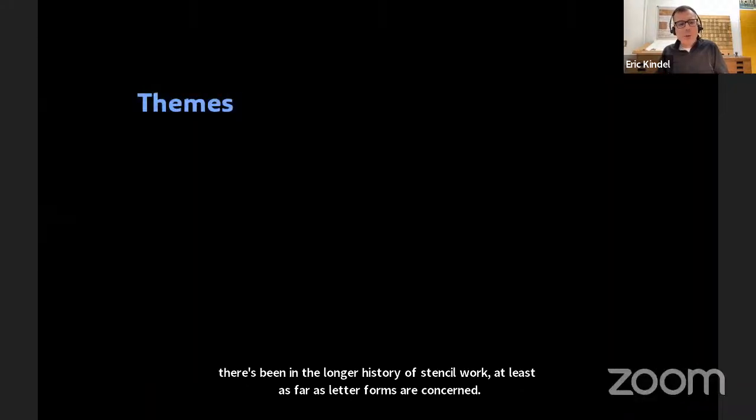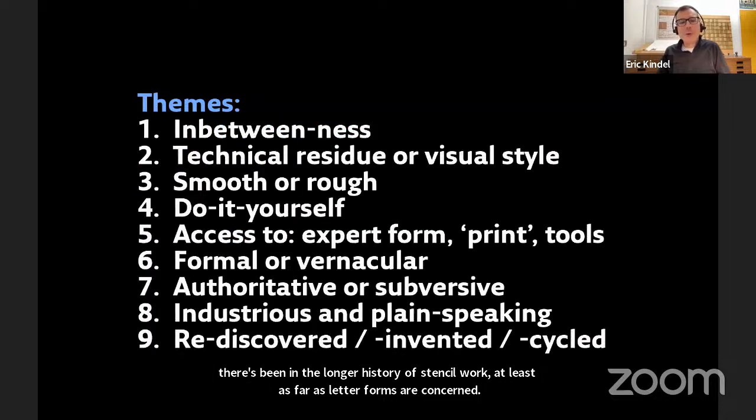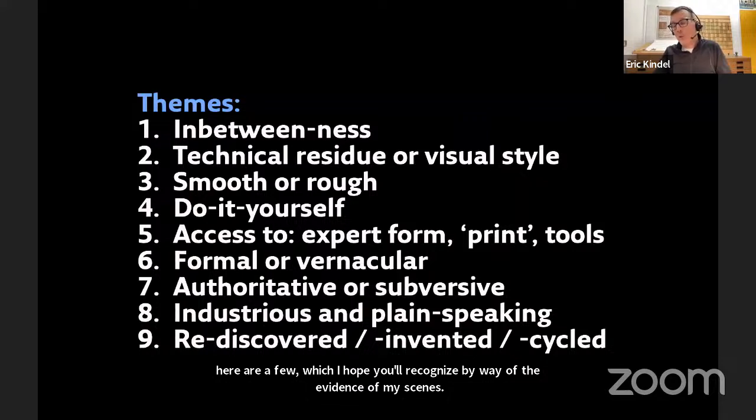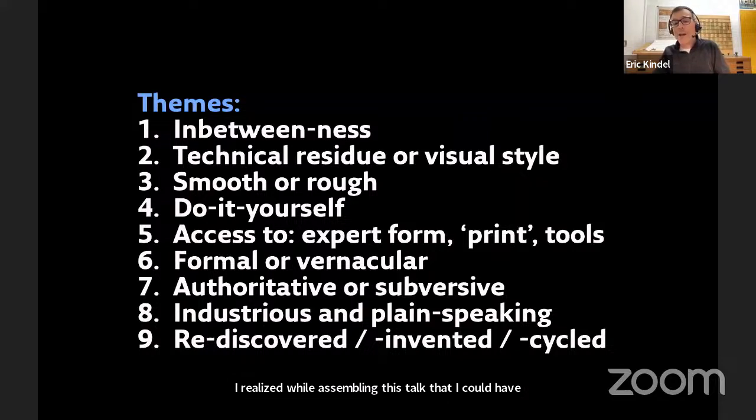Okay, so now some themes. And here are a few, which I hope you'll recognize by way of the evidence of my scenes. I realized while assembling this talk that I could have approached it in the opposite way by setting out themes and then populating them with evidence. And maybe that would have been better.